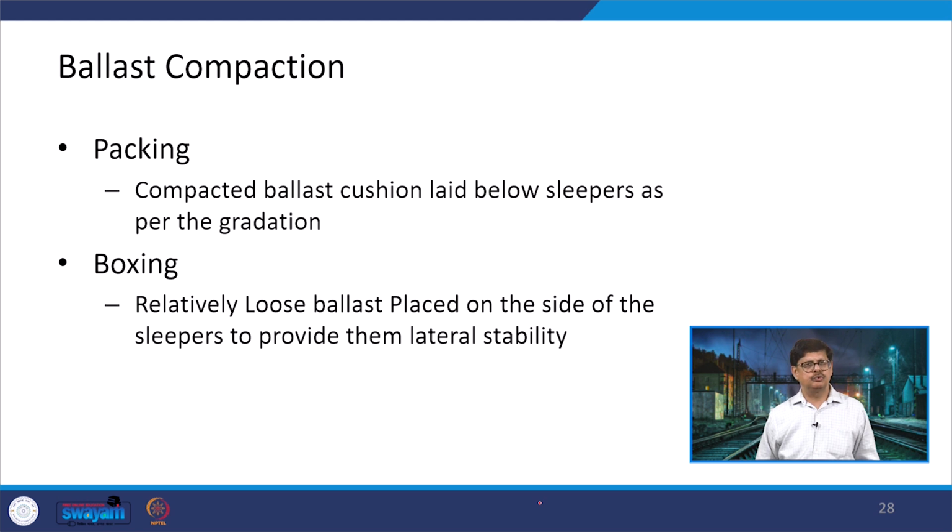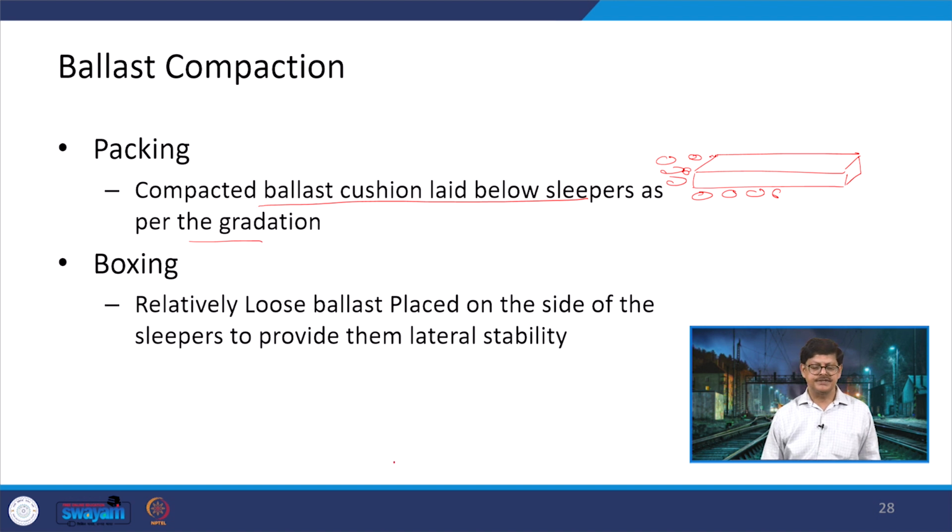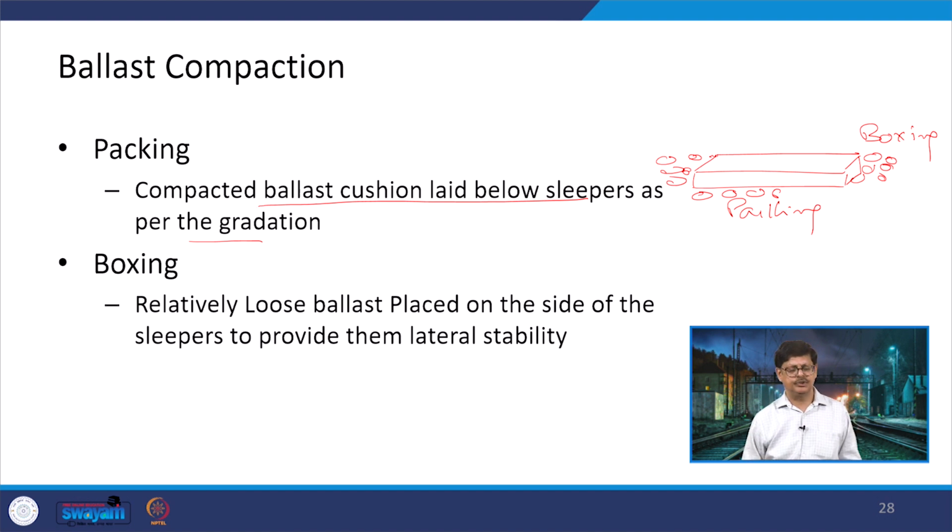Now, let us come to a few specific things. The one is the packing. Packing is a compacted ballast cushion which is laid below the sleepers as per the gradation. So, as I said, this is the sleeper which is provided. There is ballast here, but there is ballast on the sides also. The ballast which is provided at the bottom is the packing. Boxing is relatively loose ballast which is placed on the sides. So, this here is known as boxing. This is how the sleeper has been placed into position.